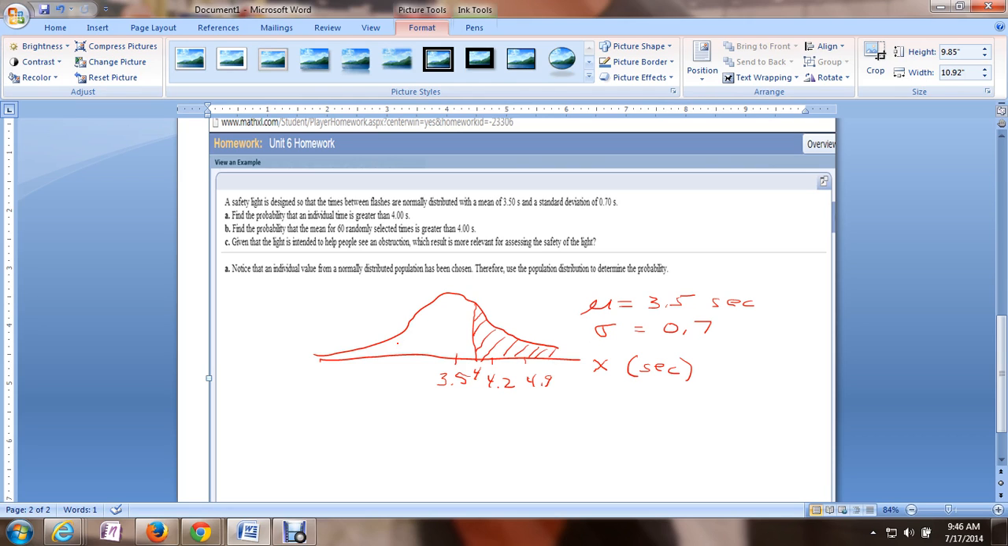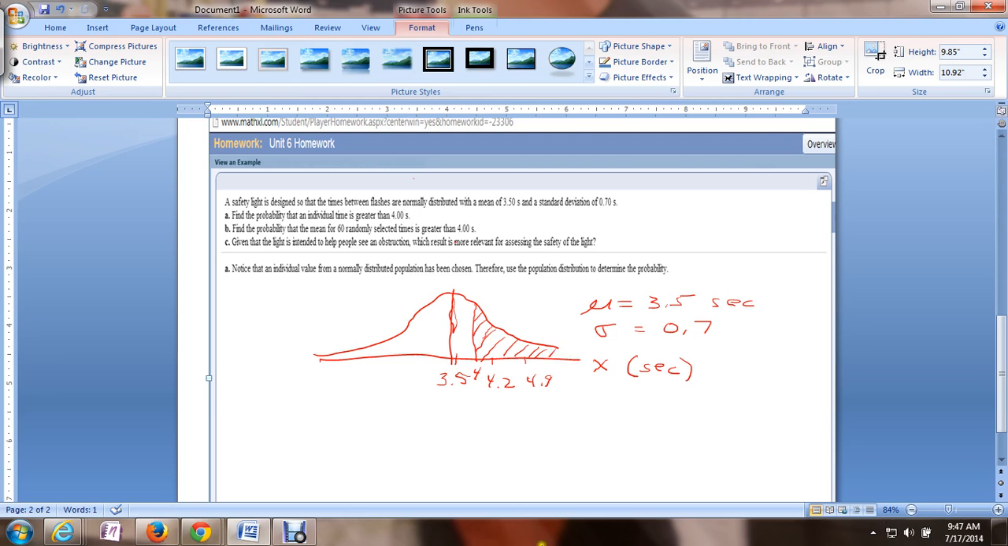But just look at this for a second before we even do anything. Notice that the mean is at 3.5, and this area that they're interested in, the cross-hatched area, is to the right of 4, which is more than the mean. Here's the mean value right there. That whole half of the curve to the right is 50% of the data, and 50% lies to the left. So our answer has got to be less than 0.5.